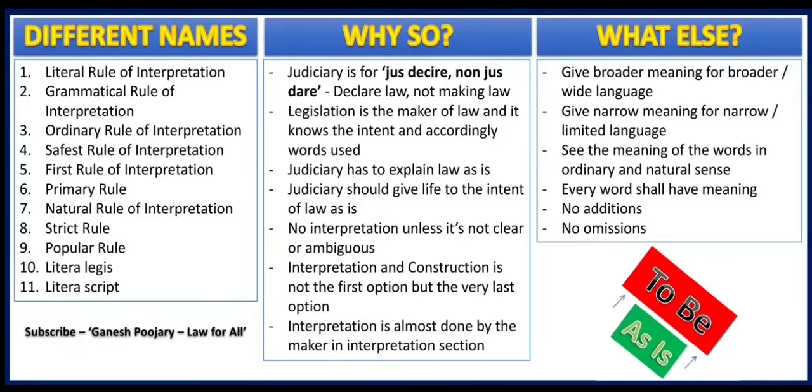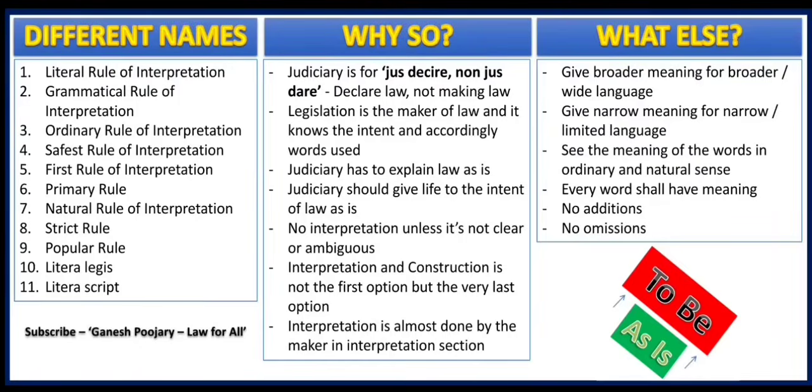That is why it is known as the strict rule, because here the role of the court is to implement the legislature as is. The ninth one is the popular rule, because this is the most used rule; the courts first tried to interpret via this rule only. That is why this is the popular rule also. The tenth and eleventh, litera legis and litera scripta, mean literal interpretation. These are the different names that we have for the literal rule of interpretation.